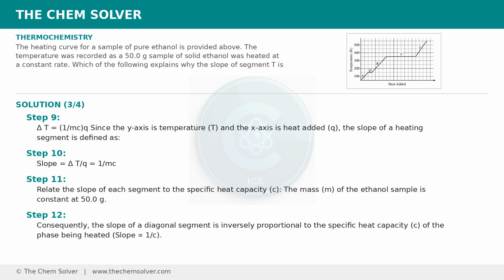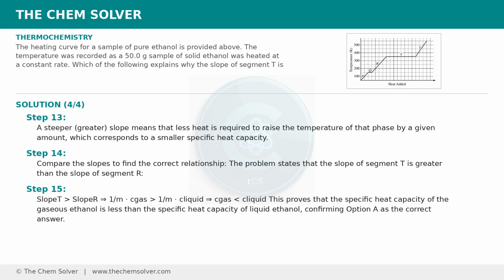The mass, m, of the ethanol sample is constant at 50.0 grams. Consequently, the slope of a diagonal segment is inversely proportional to the specific heat capacity, c, of the phase being heated. Slope is proportional to 1 over c. A steeper, greater, slope means that less heat is required to raise the temperature of that phase by a given amount, which corresponds to a smaller specific heat capacity.